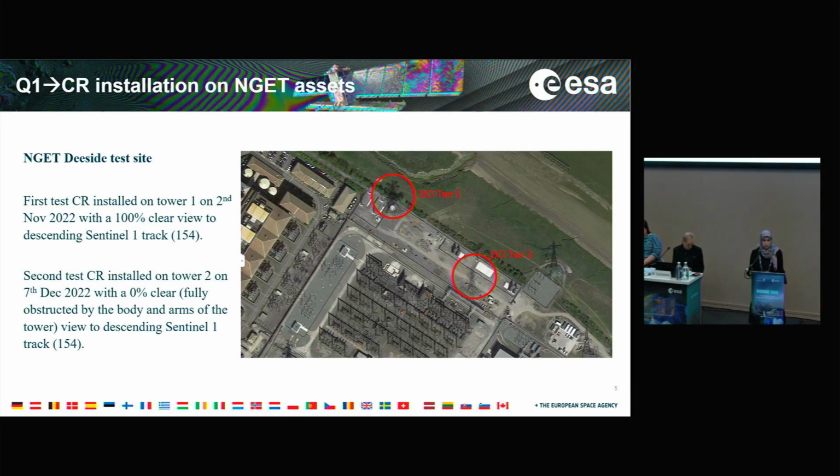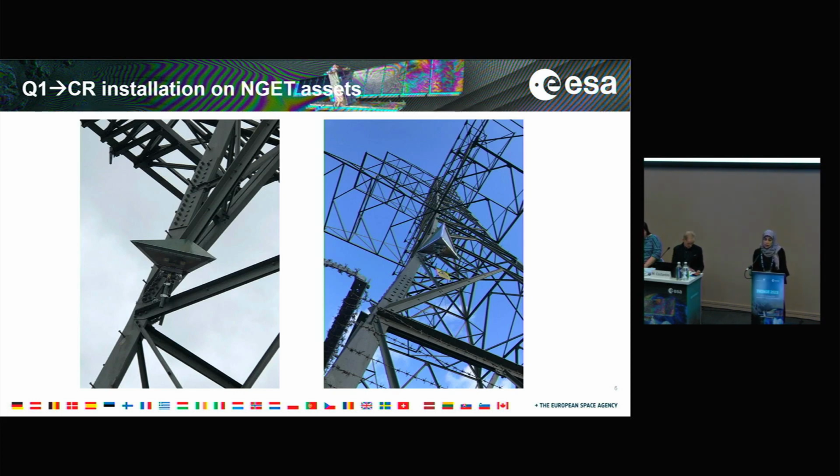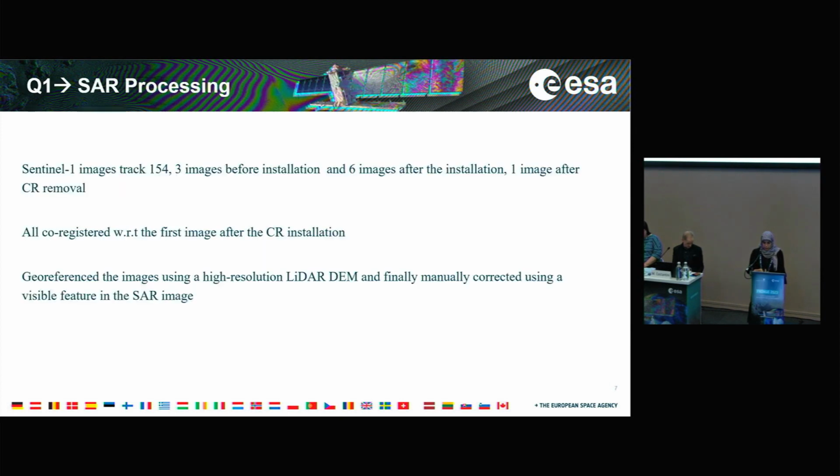It was track 154. And the second test corner reflector was installed on Tower 2 on 7th of December 2022 with 0% clear view towards the satellite, which was obstructed by the body and arm of the tower. These pictures show the installed corner reflector on the 2 test towers in the NGET D-site test site.